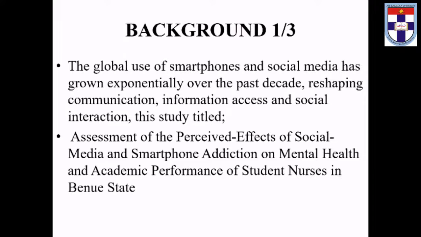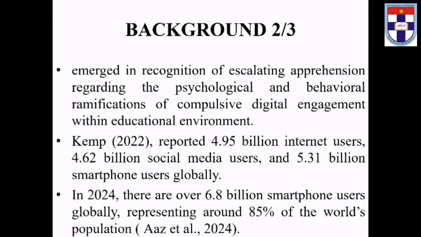It is as a result of this that I decided to carry out this study in order to dig deep and look into it to know what actually is going on. In 2022, there were 4.95 billion internet users, 4.62 billion social media users, 5.31 billion internet users. In 2014, over 6.8 billion people were using smartphones. That represents 85% of the global population.